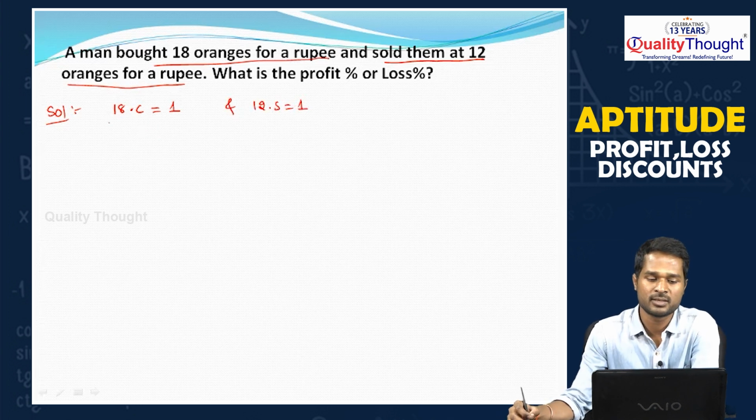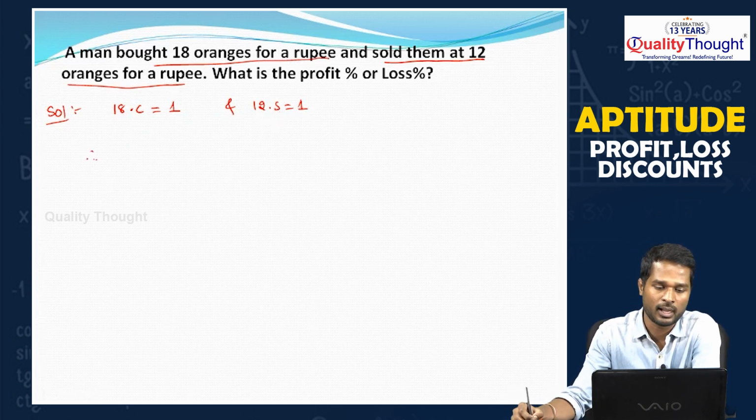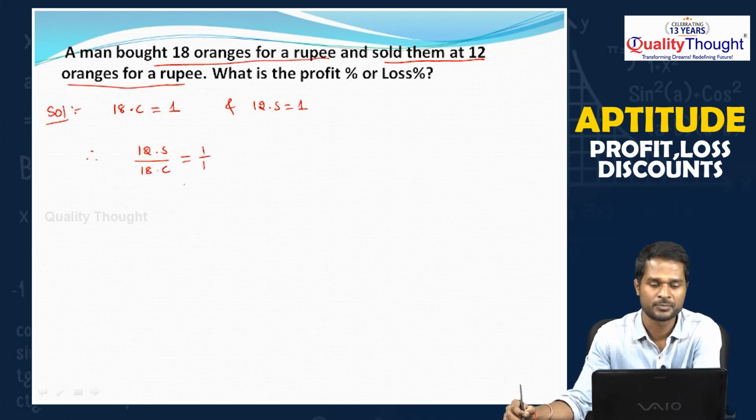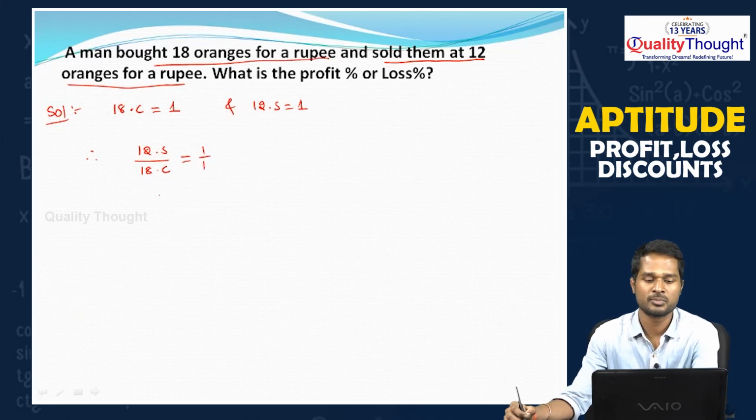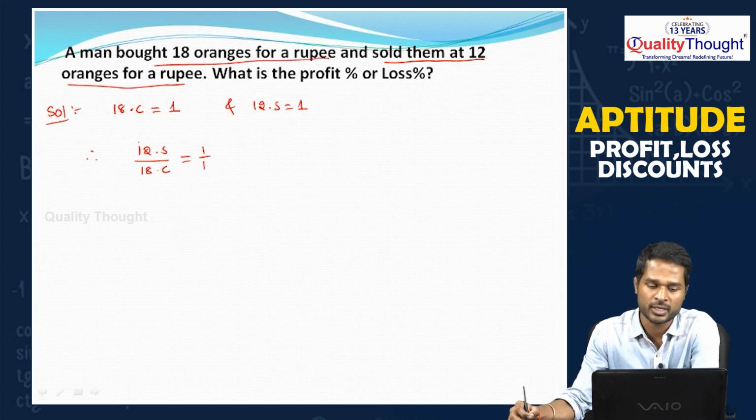So, cost price of 18 oranges is 1 rupee and selling price of 12 oranges also 1 rupee. See now, I will write it as 12 into S by 18 into C is equals to, so 12S by 18C is equals to 1 by 1. See, previously also we solved some questions. In those questions we have written the cost price in the denominator. Now, try to cancel the things. 6 2s, 6 3s are 18.